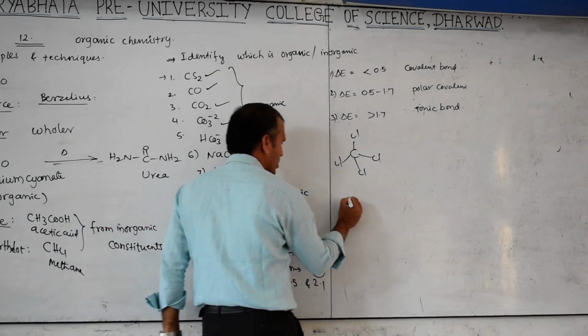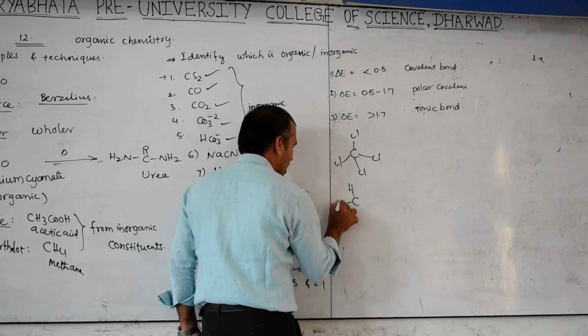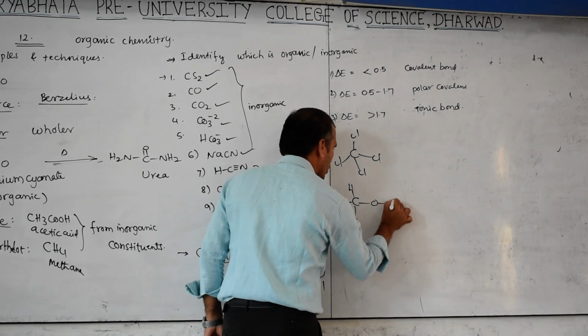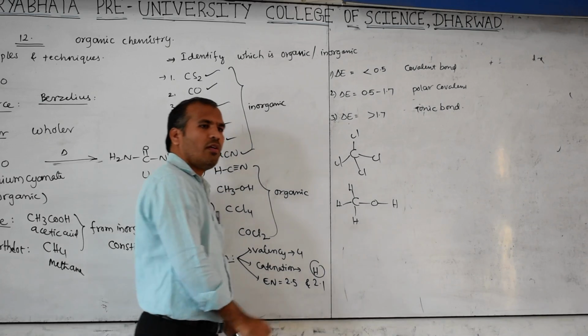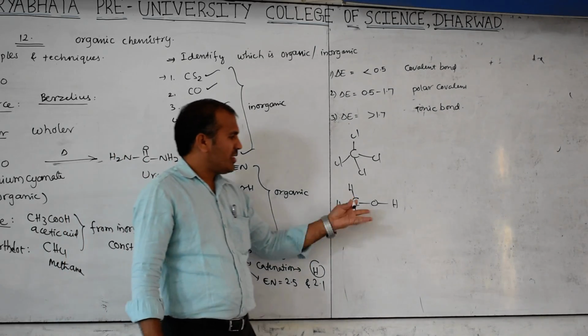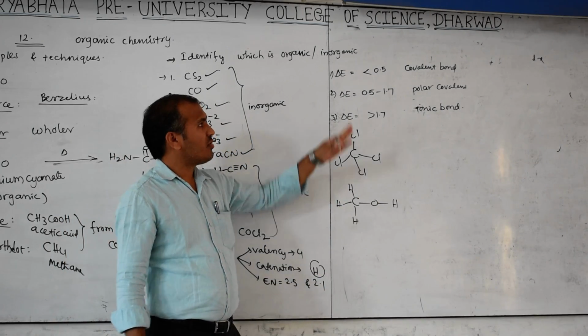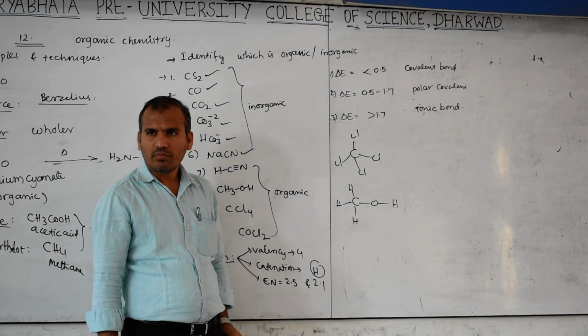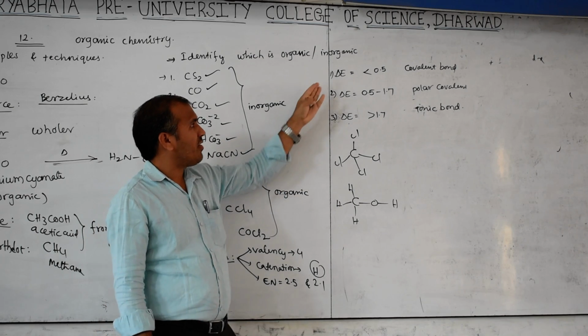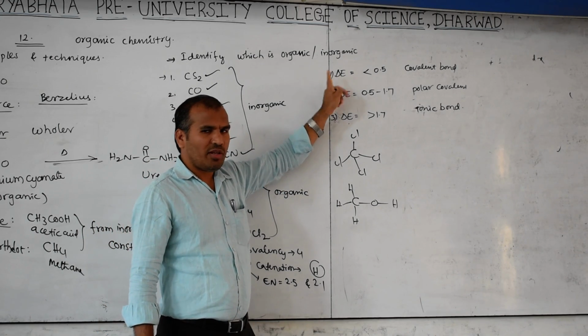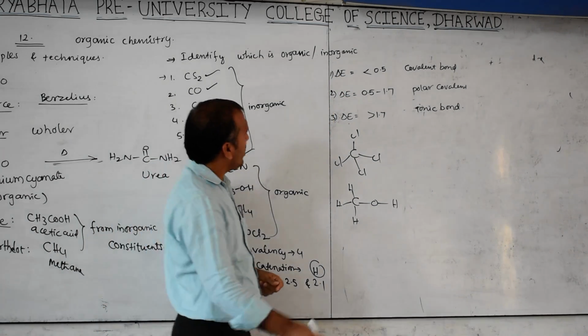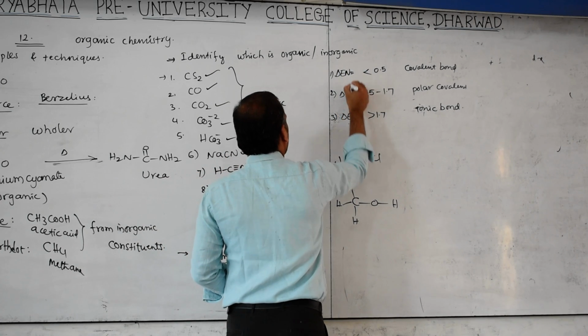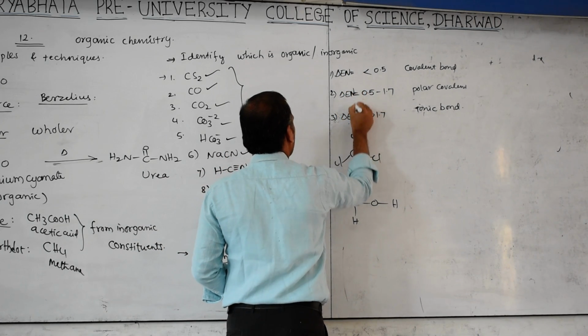Otherwise, I will give this one also: C, H, H, H, O, H. Decide which type each bond belongs to: covalent, polar covalent or ionic. How to decide? By the difference in electronegativity. So I wrote E N only, electronegativity.